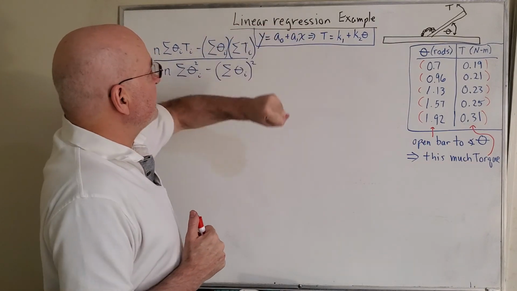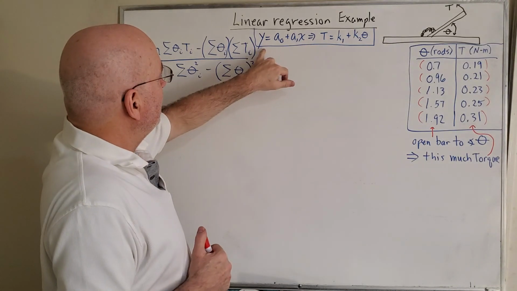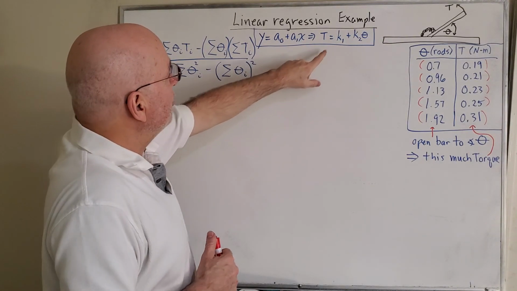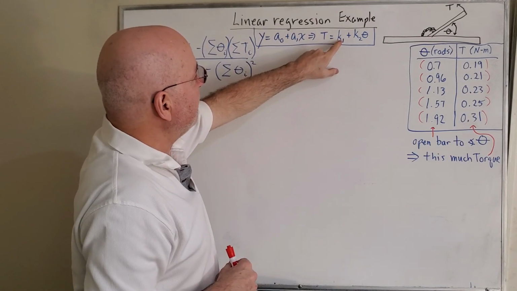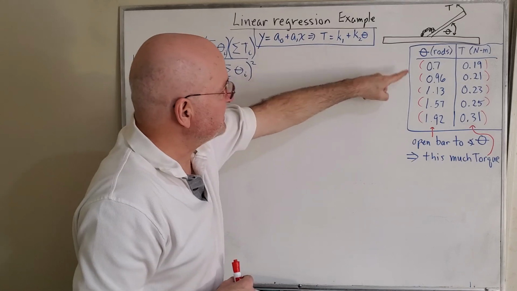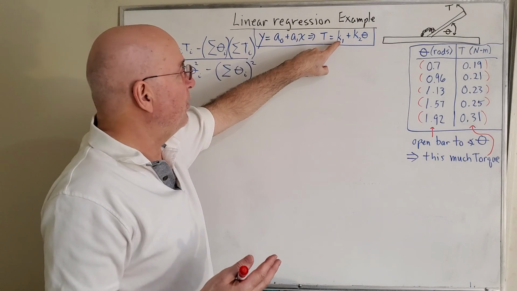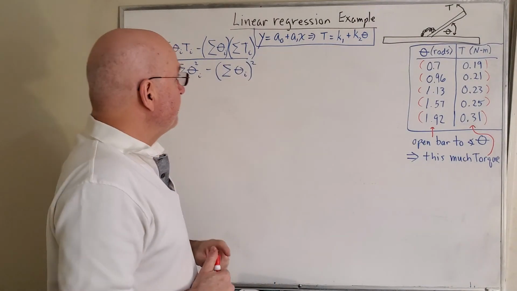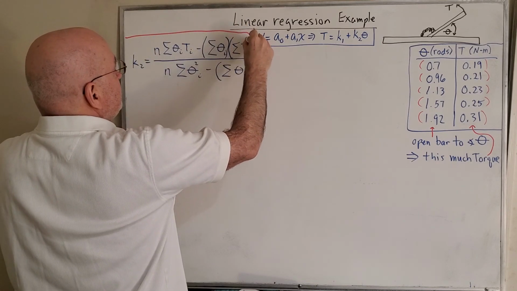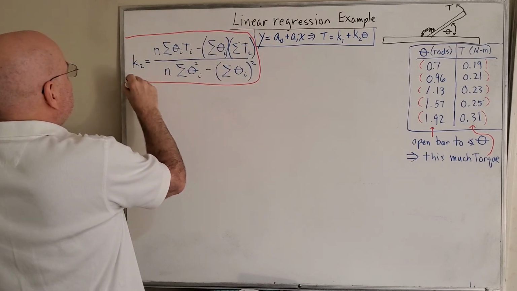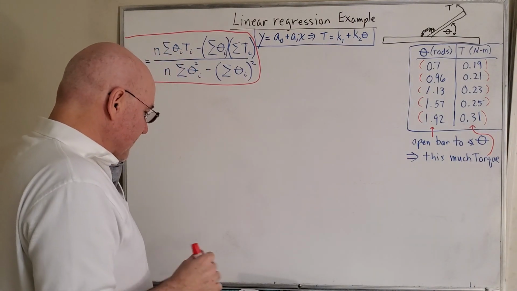Okay, this is our linear regression example. Now the variables of the letters have changed. Y equals A0 plus A1x. We're now saying torque, capital T, the right-hand column, is equal to K1 plus K2 times theta, the left-hand column. So our constants, the y-intercept would be K1, the slope will be K2. So I took the liberty to write the equation out with the appropriate variables for K2. K1 is easy. So that's what we get for K2.